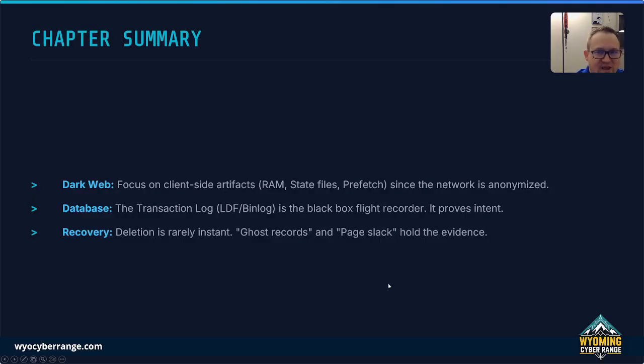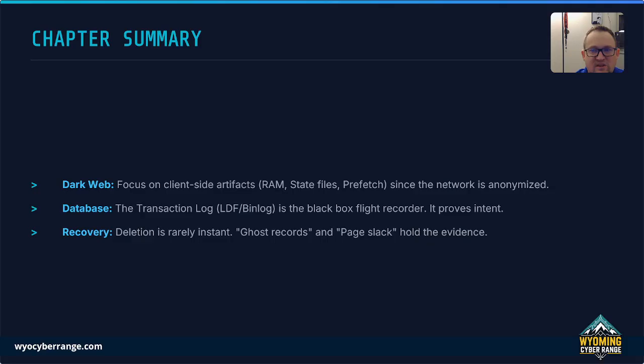All right, to summarize Chapter 10, when investigating the dark web, your primary focus should be on client-side artifacts like RAM, state files, and pre-cached data. Now, the reason for this is network traffic itself is going to be anonymized and encrypted. Now, when we're investigating databases, on the other hand, remember that the transactional log, LDF, or bin log, depending if we're talking about MySQL, MariaDB, or MS SQL, is going to be our black box. Remember, it's our black box flight recorder that proves an attacker's intent.